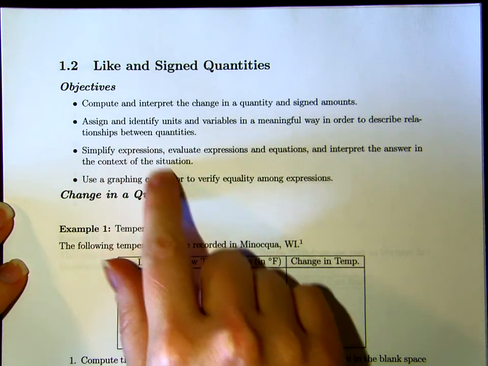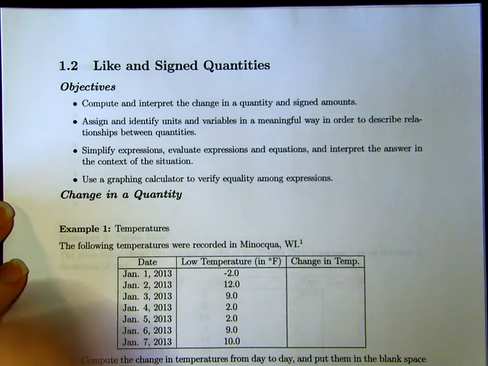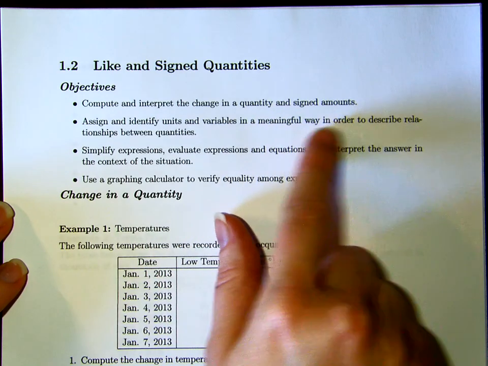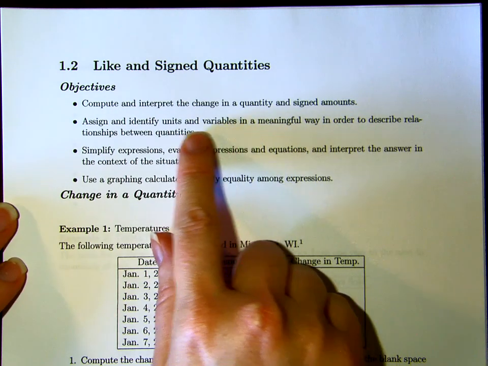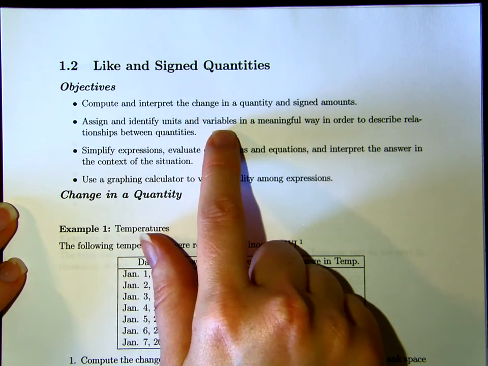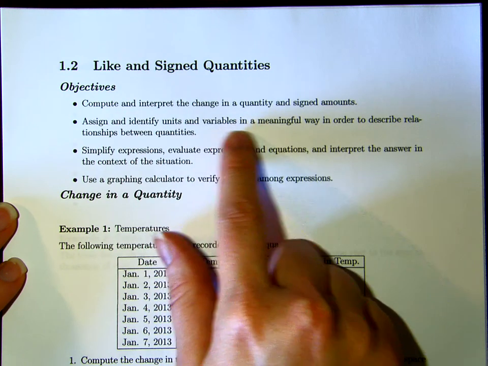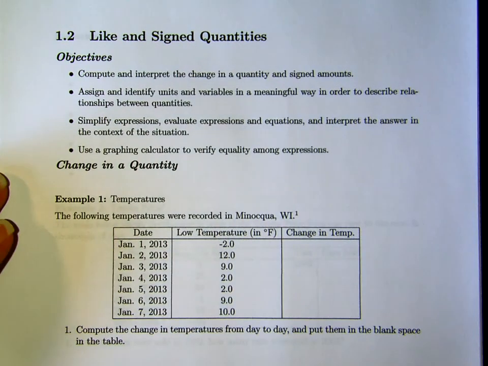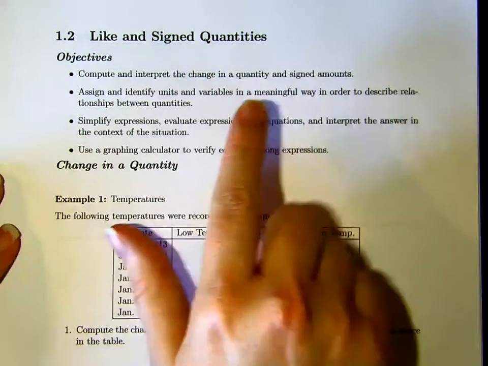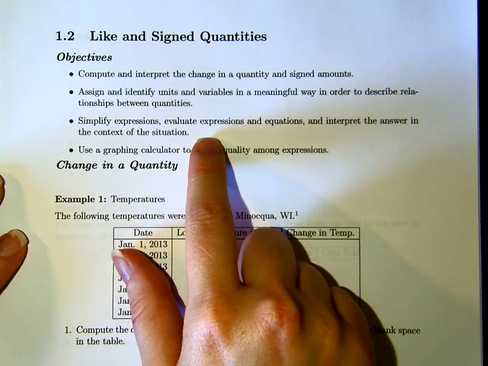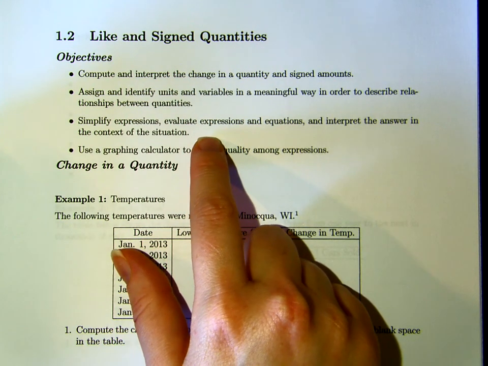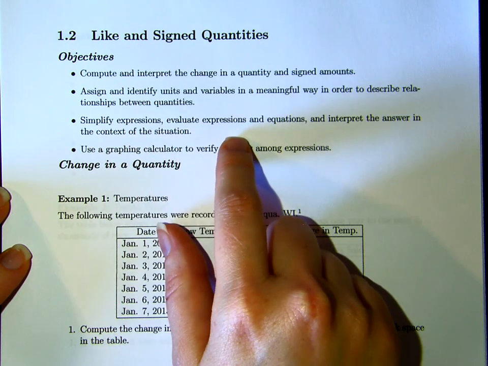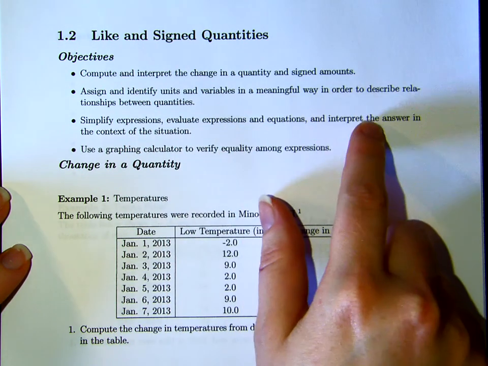from the objectives here. So we're going to talk about change in quantities and signed amounts, and we're going to identify the units and use variables in a meaningful way, as opposed to just an X or just a Y, just to go through the algebraic motions. We're going to simplify expressions and evaluate them and interpret them.